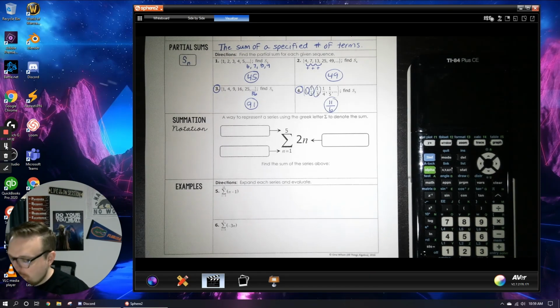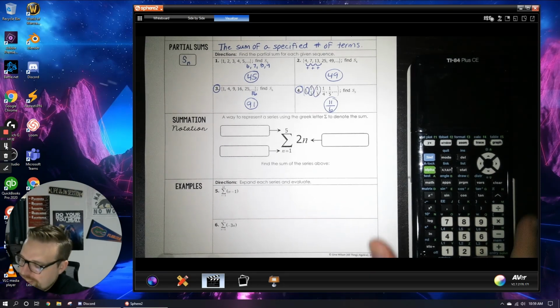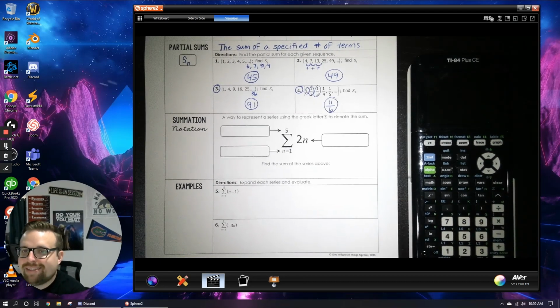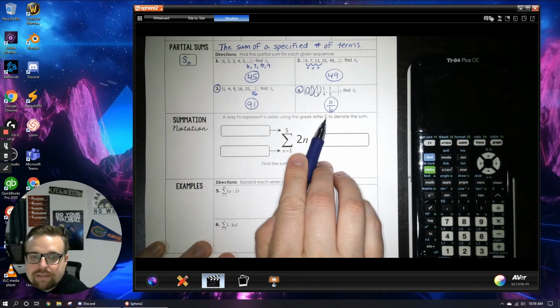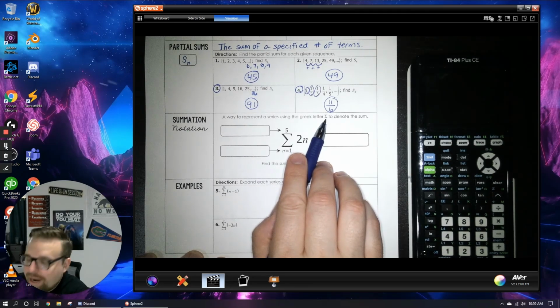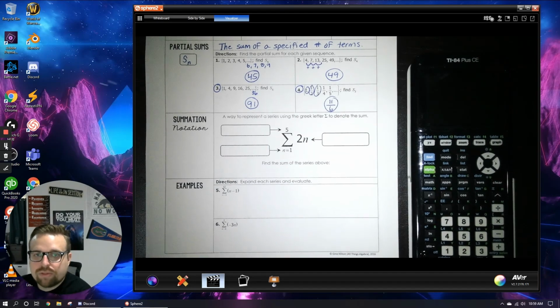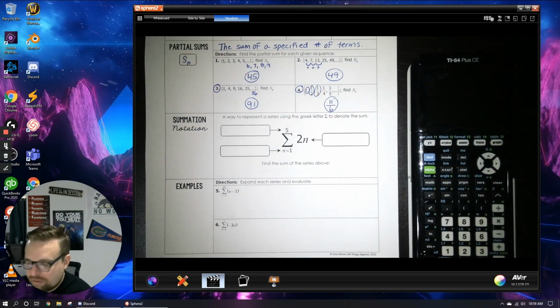Okay, so summation notation is a way to represent a series using the Greek letter sigma. That's what this little E shape is. It's called sigma in Greek notation. This is a capital sigma. You might hear me interchange the words sigma or summation, and you just need to know those things are related.